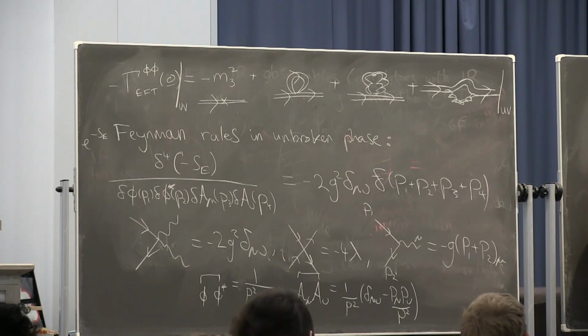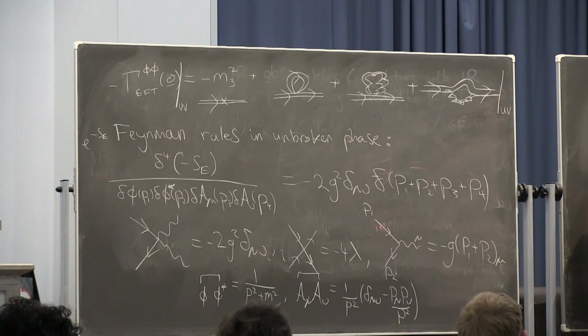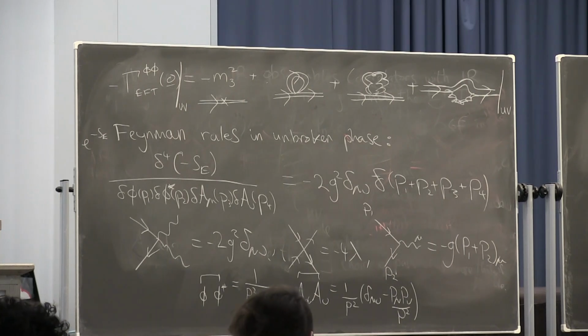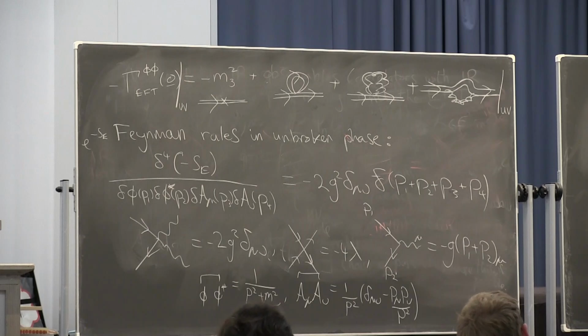So this one, symmetry factor is 1. 4 lambda is the vertex. And we have 1 on q squared. This one, there's 2 ways of joining this because there's no arrow. Symmetry factor is 2. Vertex gives me delta mu nu. And then the propagator gives me q squared delta mu nu minus q mu q nu. That's this diagram.